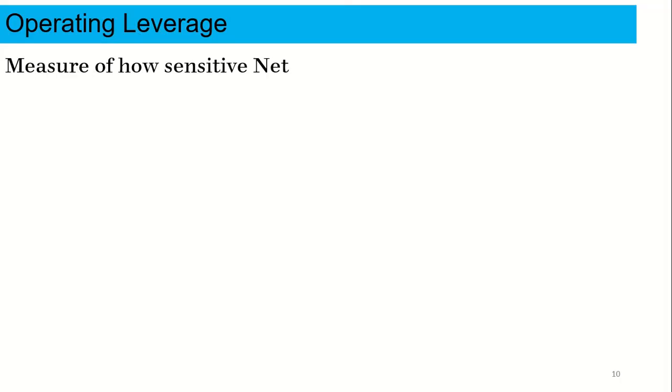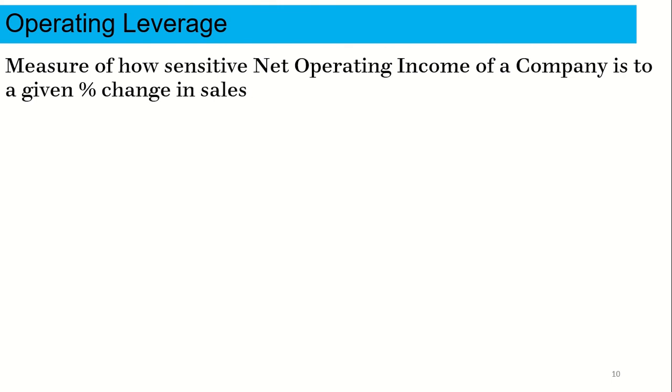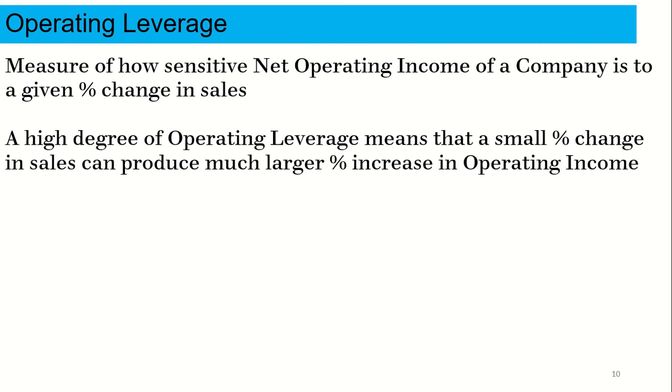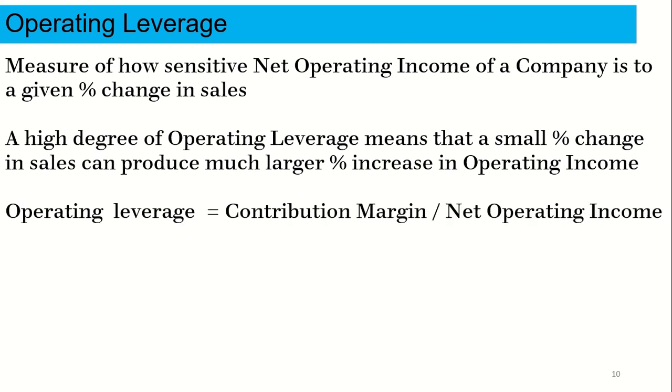How do you define operating leverage? It is a measure of how sensitive net operating income of a company is to a given percentage change in sales. A high degree of operating leverage means that a small percentage change in sales can produce a much larger percentage increase in operating income. So if there is an increase in sales, let's say by 10%, it may lead to a change of operating income by more than 10%, could be 15, 20, different percentages at different levels of sales. So operating leverage calculation is contribution margin divided by the net operating income.